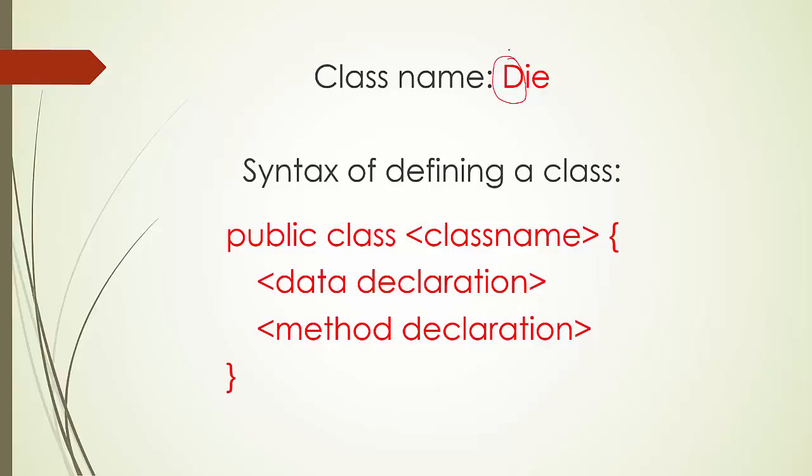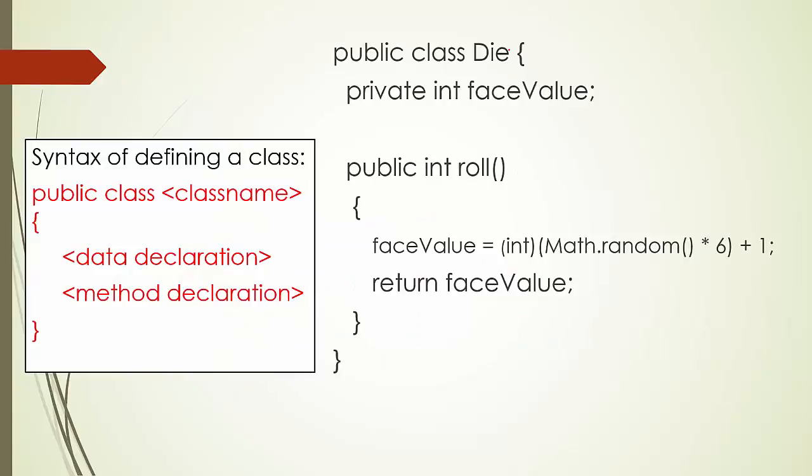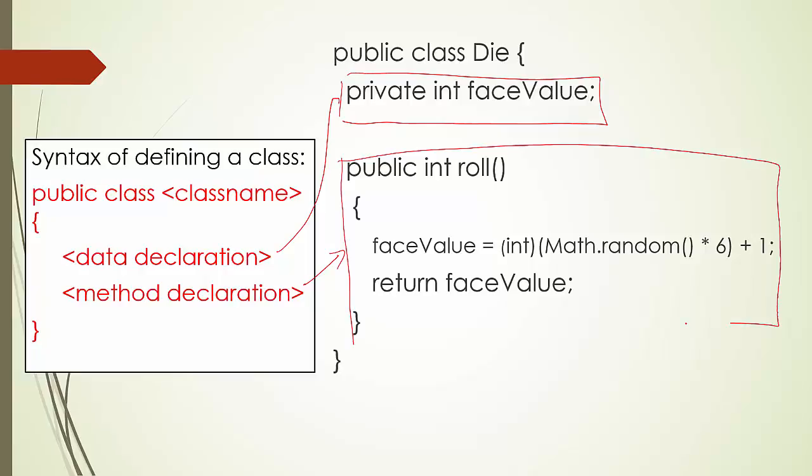We put the first line as the class name, and inside the body, we put data declaration and method declaration. After putting in the data declaration and method declaration in class Die, it is like that.